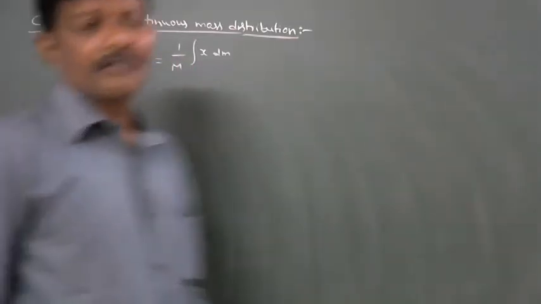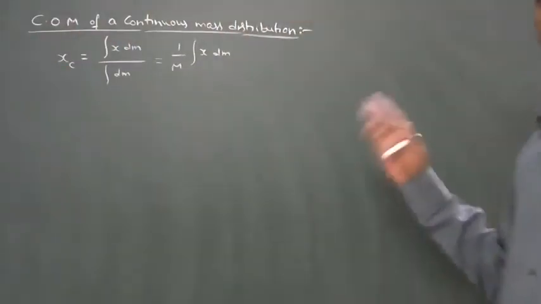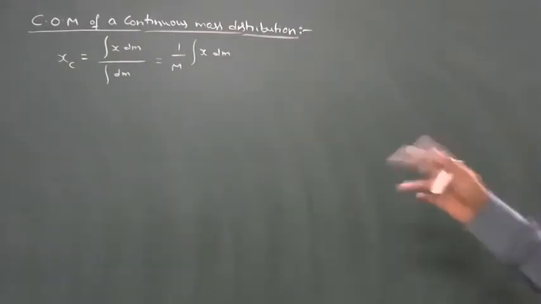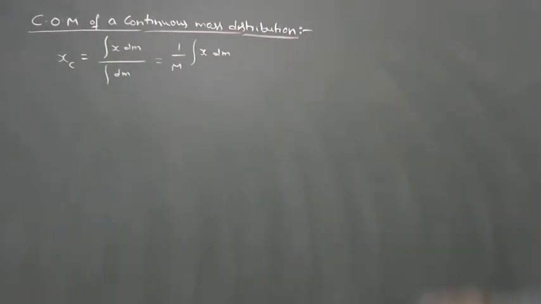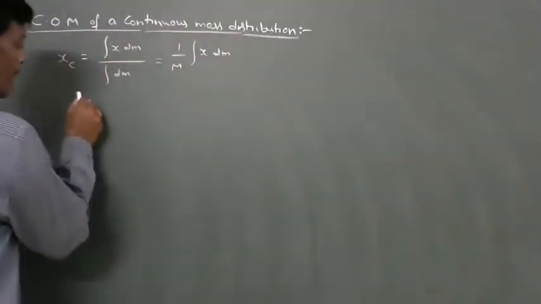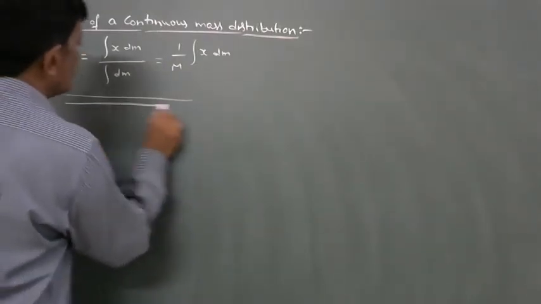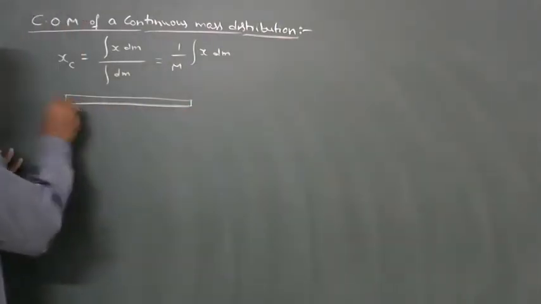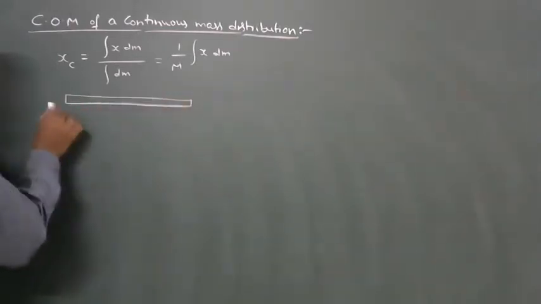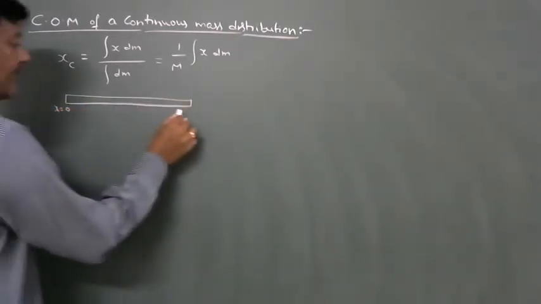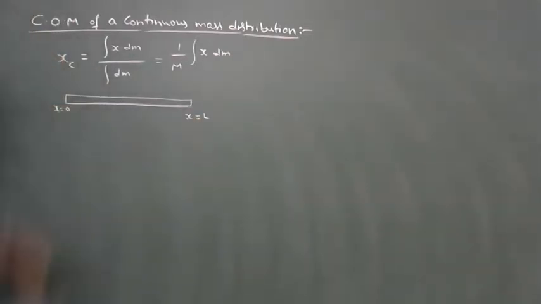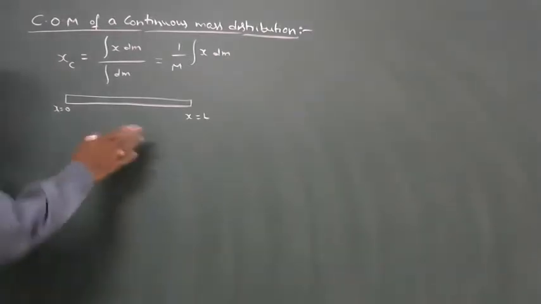Here, dm is the mass of the element and x is its distance from the origin with respect to which the center of mass is to be calculated. For example, this is a uniform rod which lies along the x-axis, whose one end is at x equal to 0 and other end is at x equal to L.